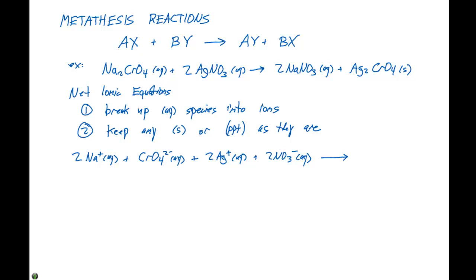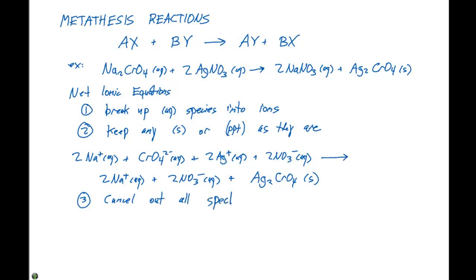So we can express the products as 2 Na+ in aqueous solution plus 2 NO3- also in aqueous solution plus the Ag2CrO4 solid, or the precipitate. The next step in a net ionic equation is to cancel out all spectator ions. Spectator ions are ions that go through a reaction unchanged and appear on both sides.